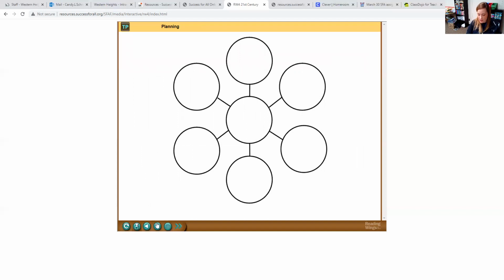Okay, so it's important to plan whenever you're writing. That way our thoughts and ideas are organized when we write them down. The best way to plan for writing is to use a graphic organizer. Today we're going to use a web. This is going to help make sure that we include all the information we need as we write our advertisement.